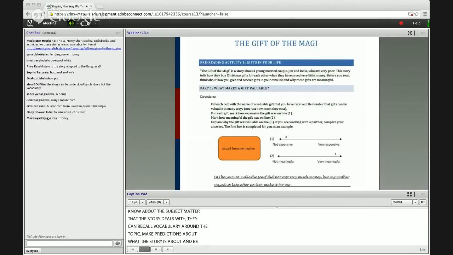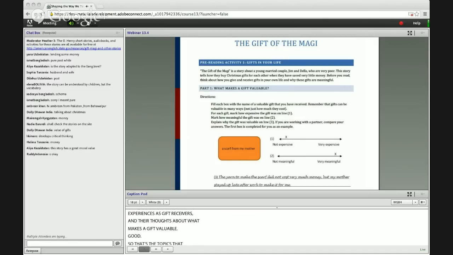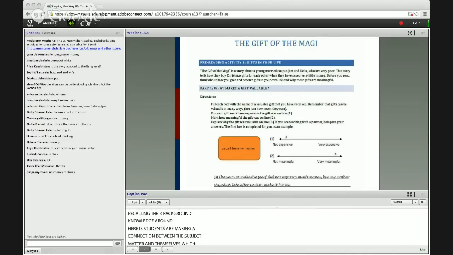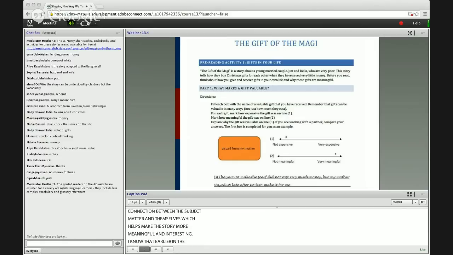So the theme that is chosen to be examined here is the idea of gift giving. In this activity, the students are thinking about their own experience as gift receivers and their thoughts about what makes a gift valuable. Good, so that's the topic that they're going to be recalling their background knowledge around. Here, the students are making a connection between the subject matter and themselves, which helps make the story more meaningful and interesting. I know that earlier in the webinar, someone said that short stories can be relatable, and here's a way that we're helping our students relate to this text.